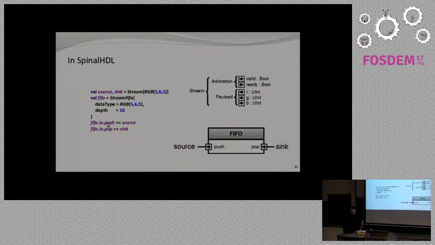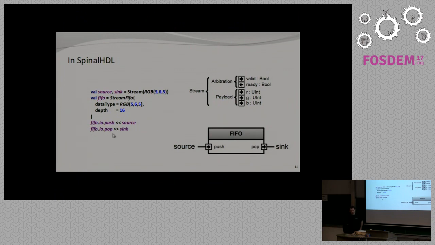If you want to access the push port of the FIFO, you say fifo.io.push. You don't have to bind things. You directly have access to them by using this kind of object-oriented way. Like a FIFO is an object. You can say, I want to access this attribute of the FIFO. Then here, for example, you take the source stream, then you connect it to the push port of the FIFO, and here you take the pop port of the FIFO and you connect it to the sink.